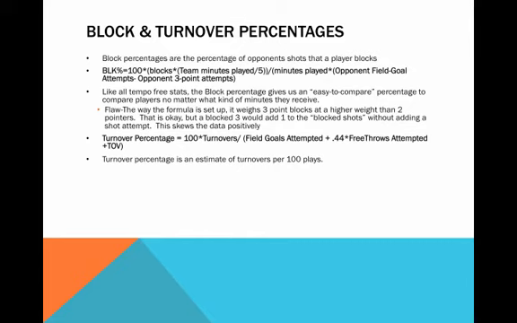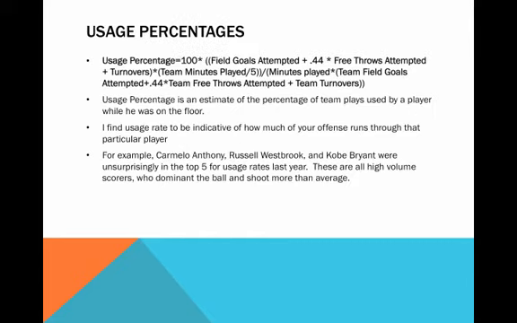Now we move on to usage percentage. Usage percentage is an estimate of the percentage of team plays used by a player while he was on the floor. In other words, it's kind of indicative of how much your offense runs through a certain player. For example, Carmelo, Russell Westbrook, James Harden, Kobe Bryant were all unsurprisingly in the top 5 for usage rates last year. That's because they dominate the ball, they're all high volume scorers, and they shoot way more than average.